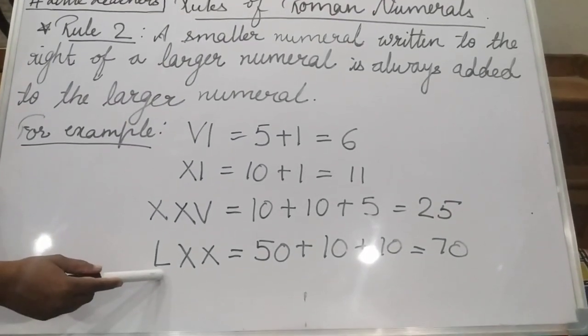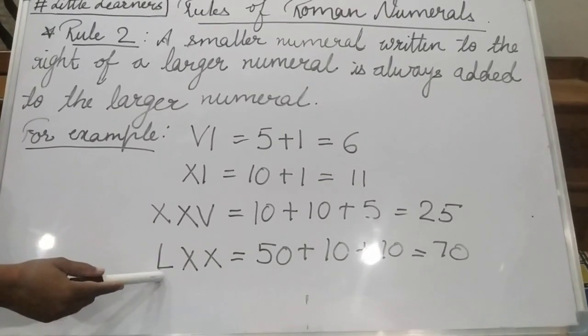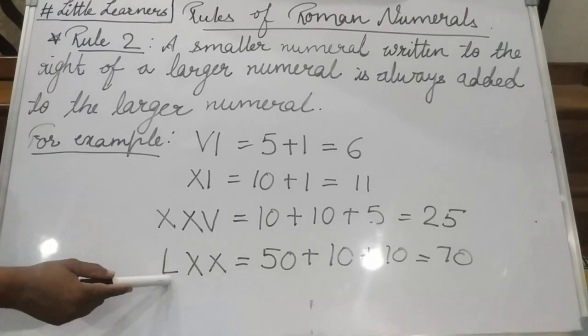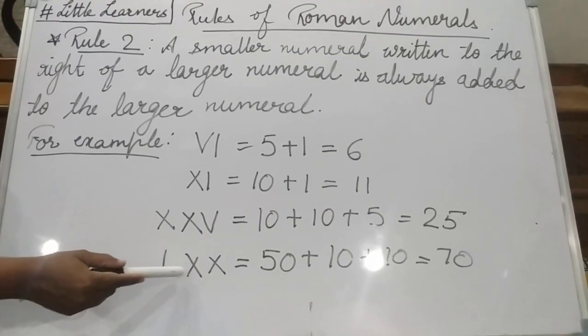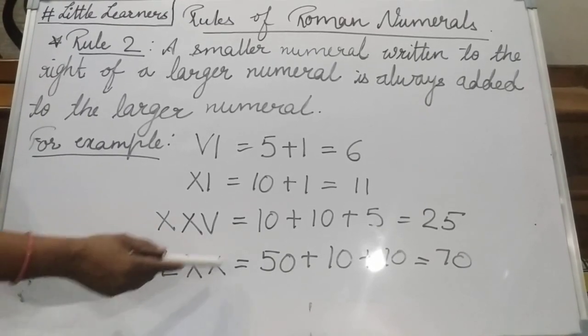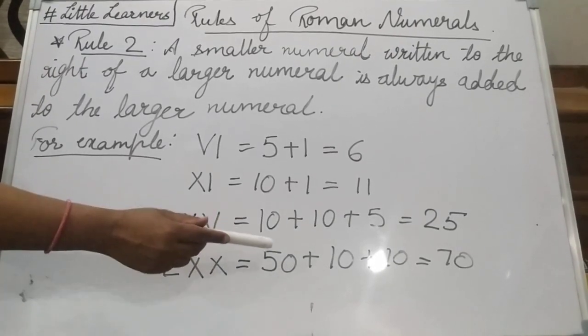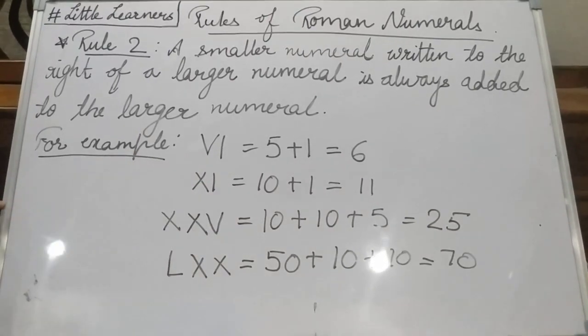See the next example. Here I have written LXX. Here the smaller numeral X is written on the right hand side of the bigger numeral. So here also we have to add X, that means 10, with L, that means 50. So the answer will be L for 50, X for 10, and this X for one more 10. So 50 plus 10 plus 10, that means 70.